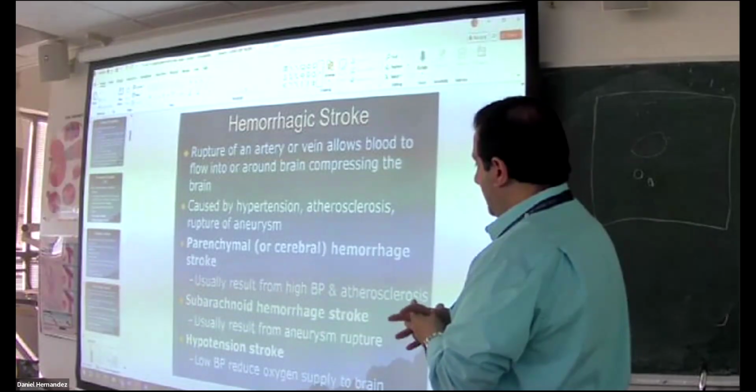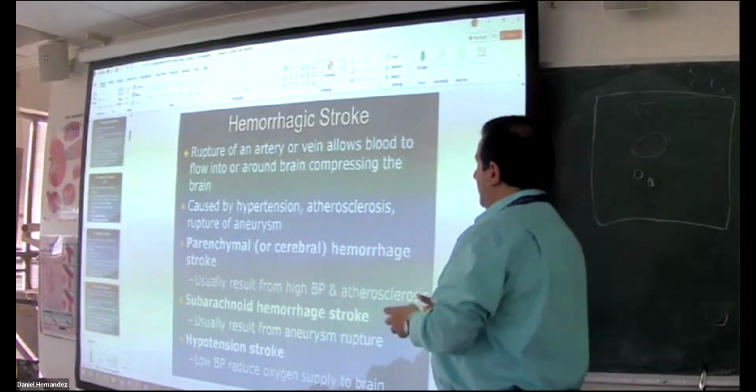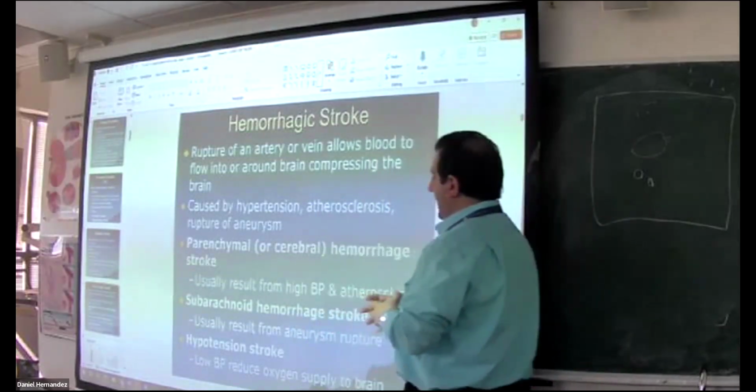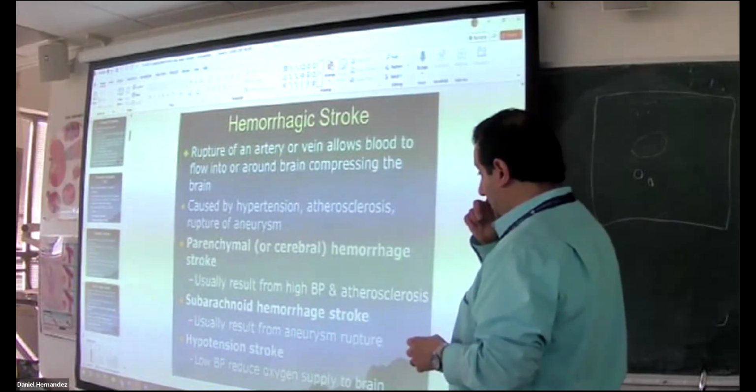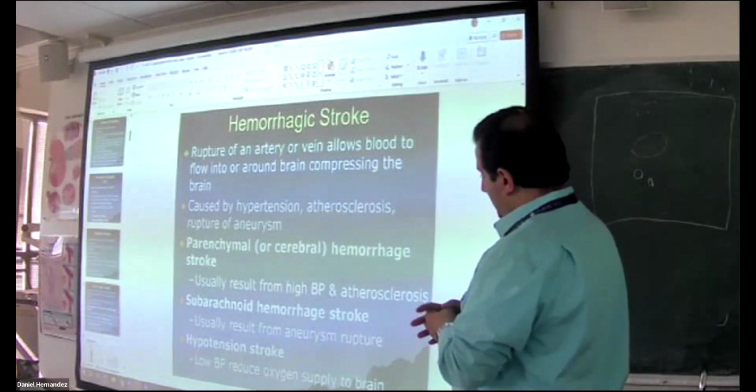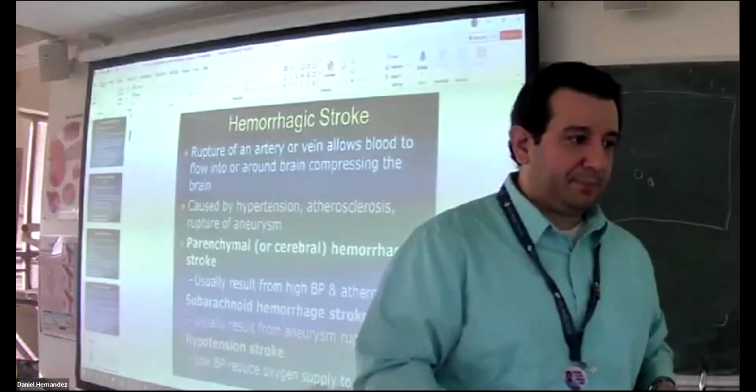We could also have hypotension stroke. So patient has very low blood volume, very low blood pressure. This reduces oxygen supply to the brain.